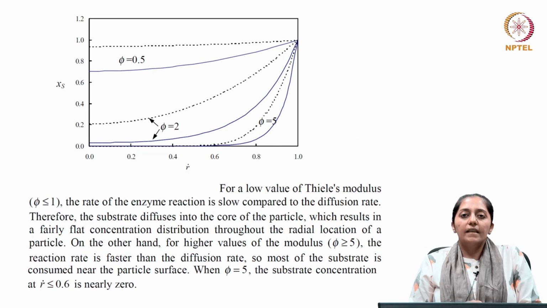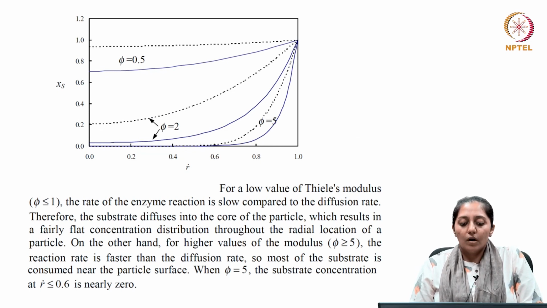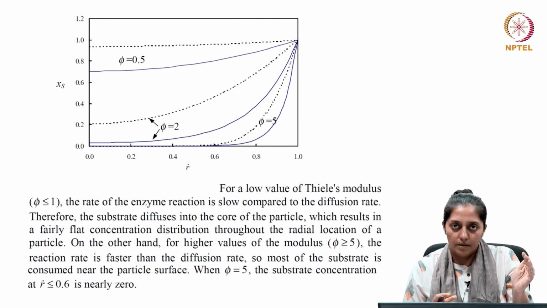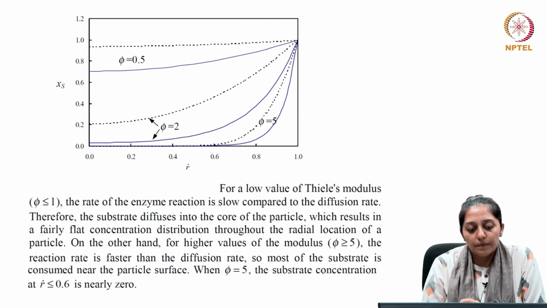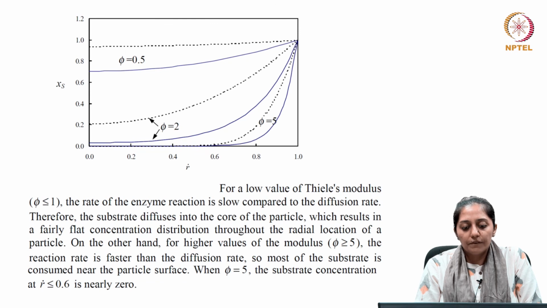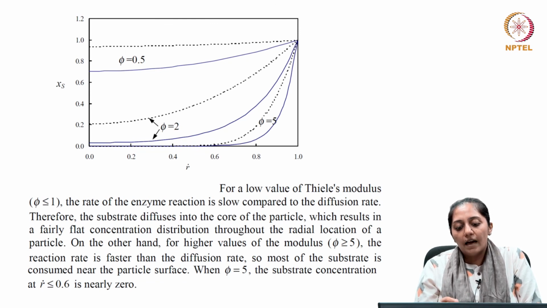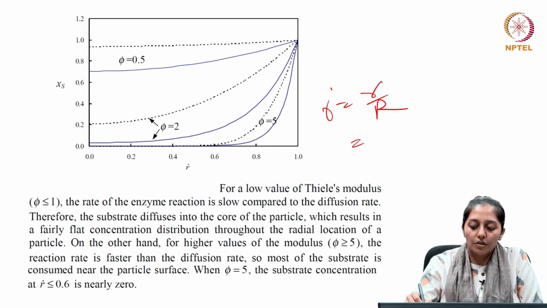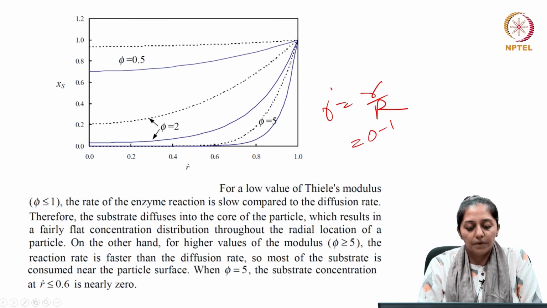Now, let us see how Thiele modulus affects the profile of substrate versus the radii of the pellet, or how it affects the substrate profile inside the pellet. So, Xs versus R dot, we have a plot here. There are different phi values given. R dot is a dimensionless entity, a fraction, small r by capital R, so the range is from 0 to 1.